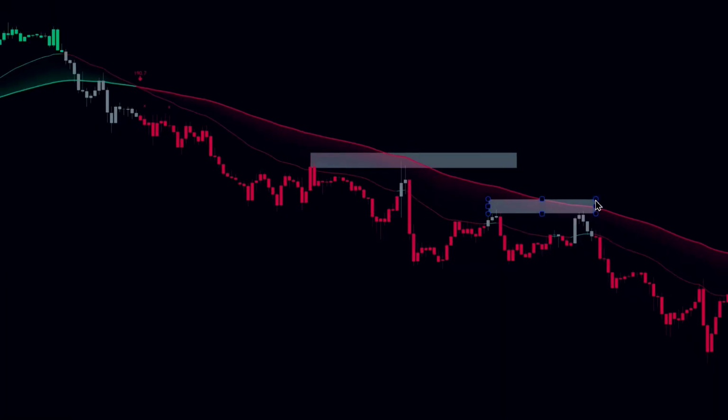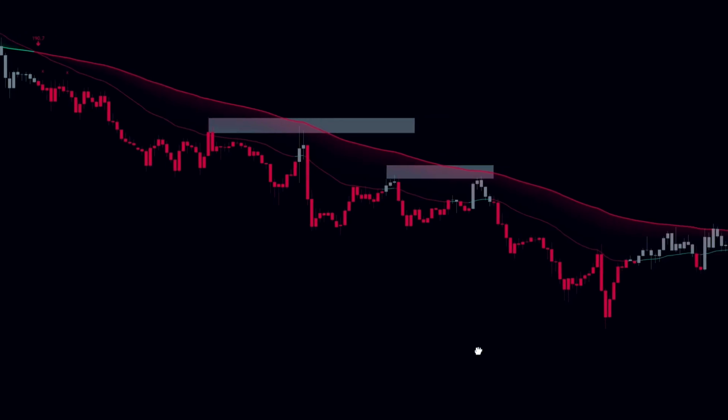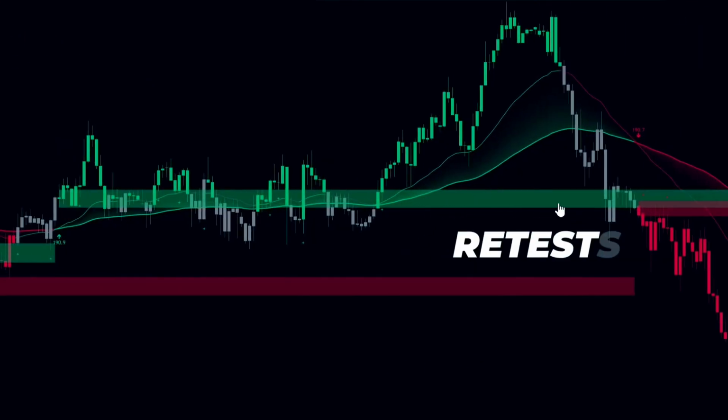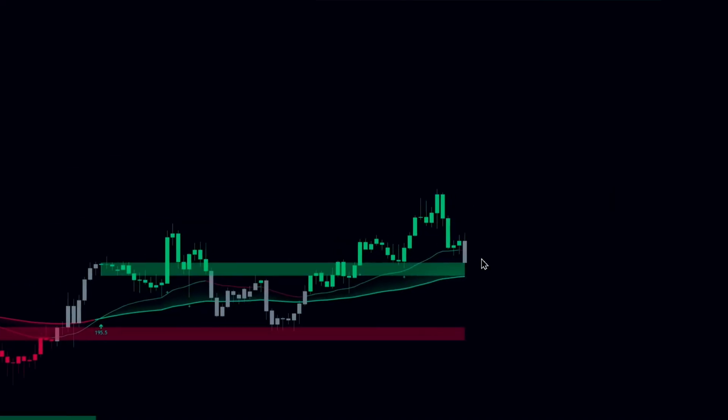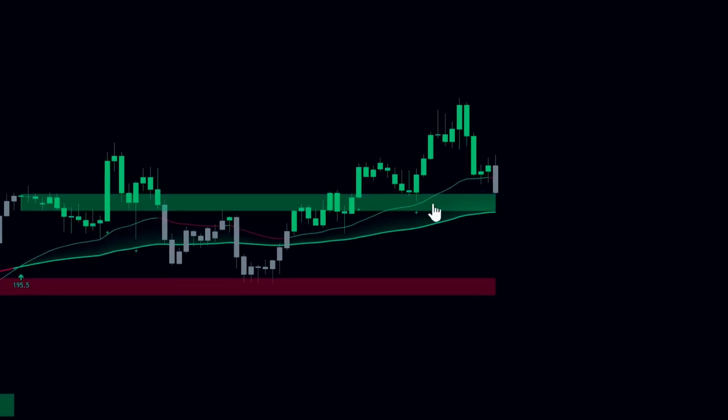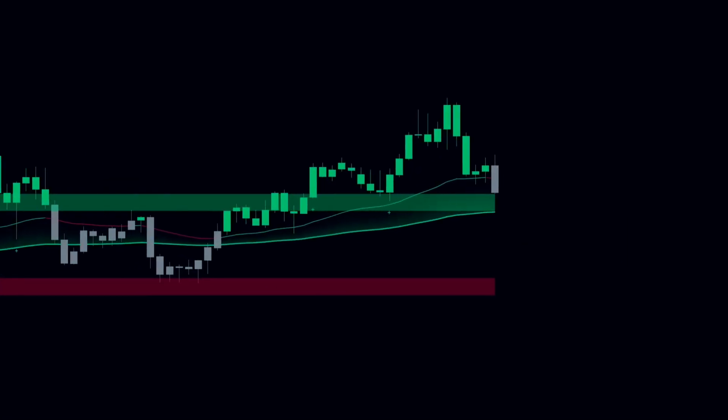As for strategy 2, we have the retests of support and resistance levels. This strategy adds an extra layer of confluence. Here's how it works. Step 1, confirm the trend. Ensure the market is trending bullish for long trades or bearish for shorts. Step 2, pull back and retest.